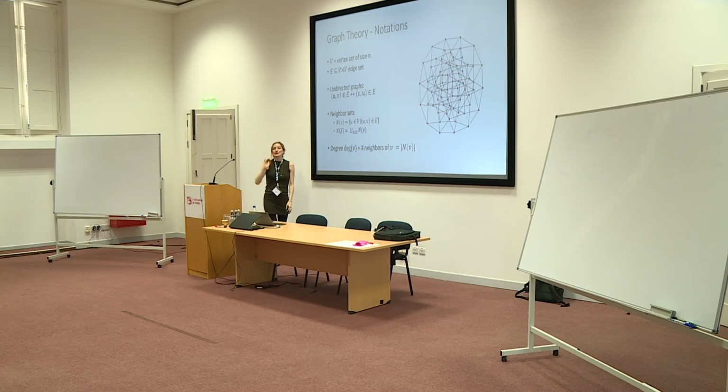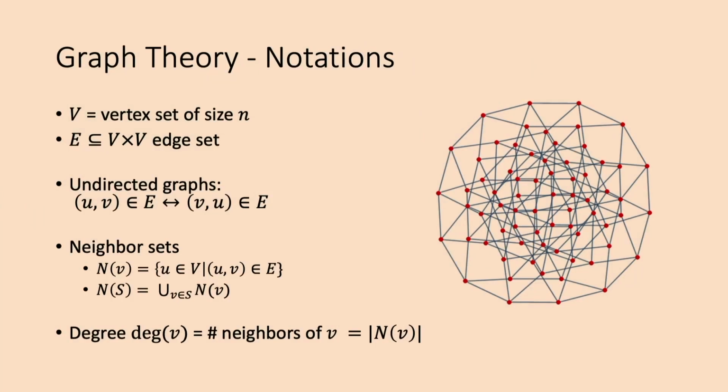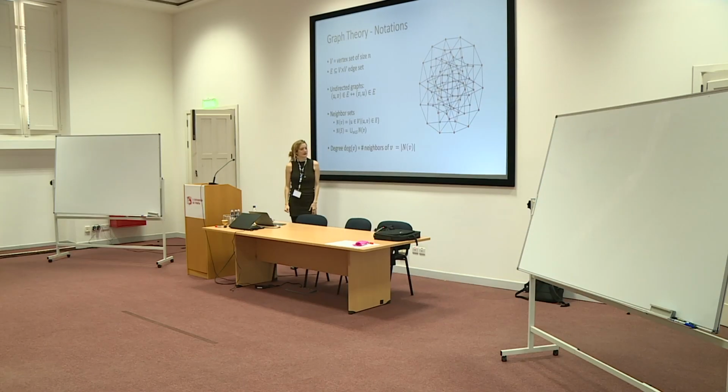And we'll talk about the degree of different vertices. This is just how many neighbors any vertex has. So this is the size of the neighbor set of v.